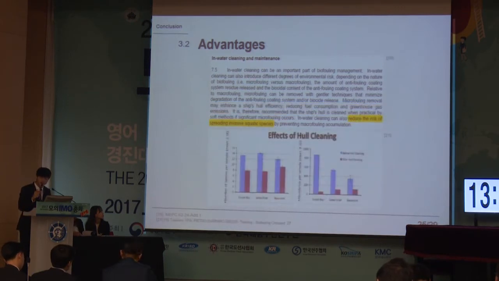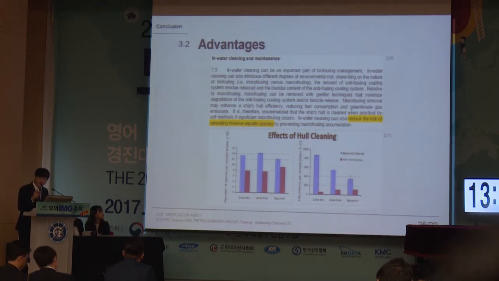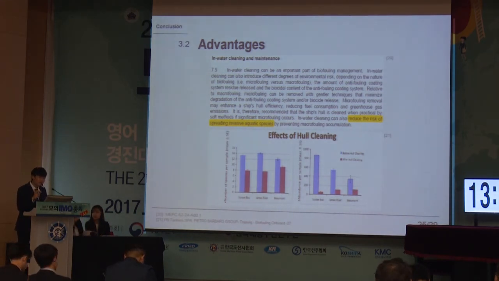A second advantage is also mentioned in the above MEPC 62. By cleaning once every 3 months, even the invisible part can be cleaned out. Eventually, the number and abundance of invasive species will be significantly reduced, and the likelihood of ecosystem disturbances will also be reduced, as shown in the graph below.